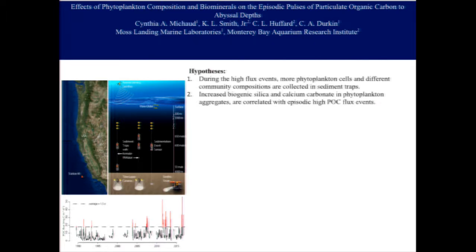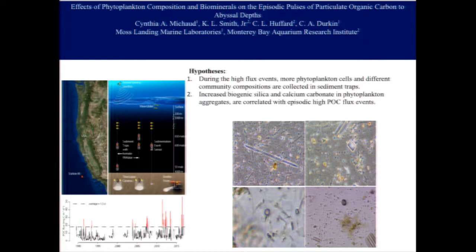What I thought was going to happen was that during the high flux periods, you would have more cells sinking and a different community composition of phytoplankton. And looking at biominerals, you would see more biominerals sinking during high flux due to the ballasting of cells, making things more dense. So I used microscopy to identify phytoplankton cells and did biogenic silica analysis.